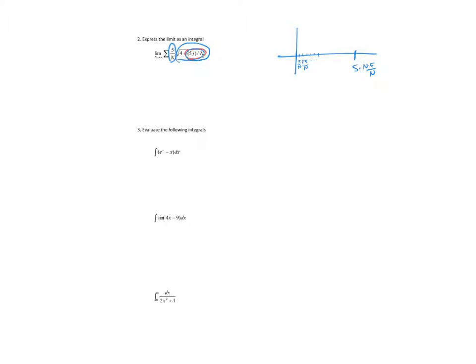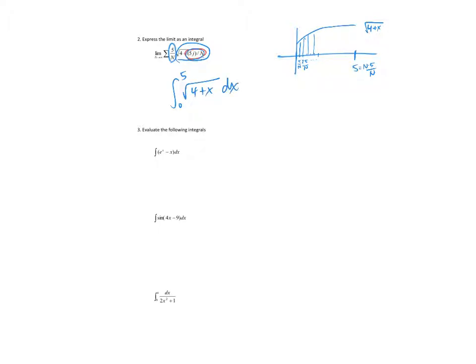So really what I'm doing here is I'm taking a Riemann sum over this function here, which is the square root of 4 plus x, and I'm plugging in these things here. So it's the integral from 0 to 5 of square root of 4 plus x dx.